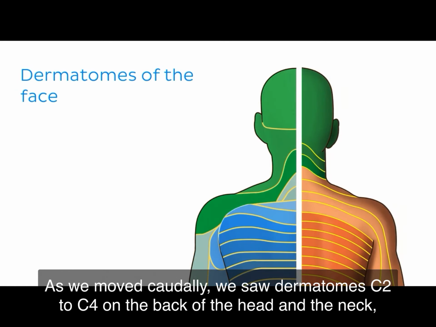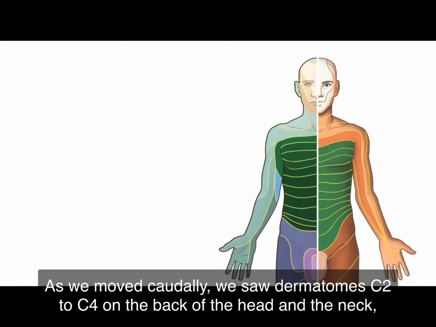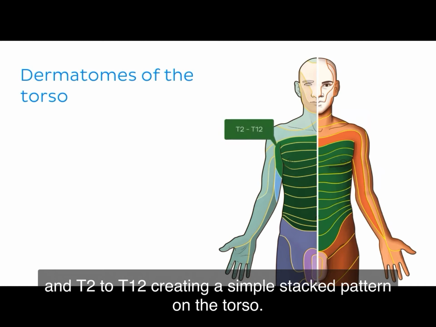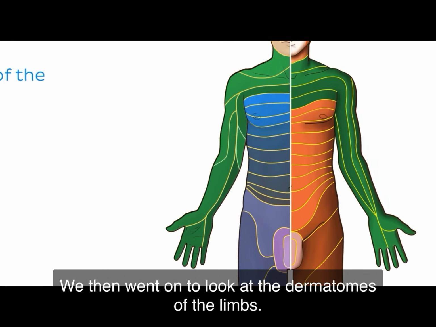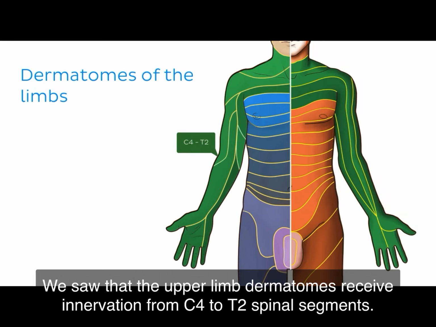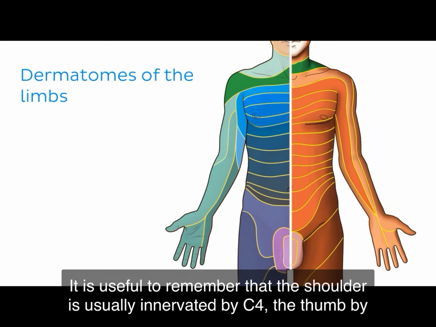As we moved caudally, we saw dermatomes C2 to C4 on the back of the head and the neck, and T2 to T12, creating a simple stacked pattern on the torso. Noticeable landmarks here were T4, marked by the nipple, and T10 by the umbilicus. We then went on to look at the dermatomes of the limbs. We saw that the upper limb dermatomes receive innervation from C4 to T2 spinal segments. It is useful to remember that the shoulder is usually innervated by C4, the thumb by C6, the middle finger by C7, and the little finger by C8.